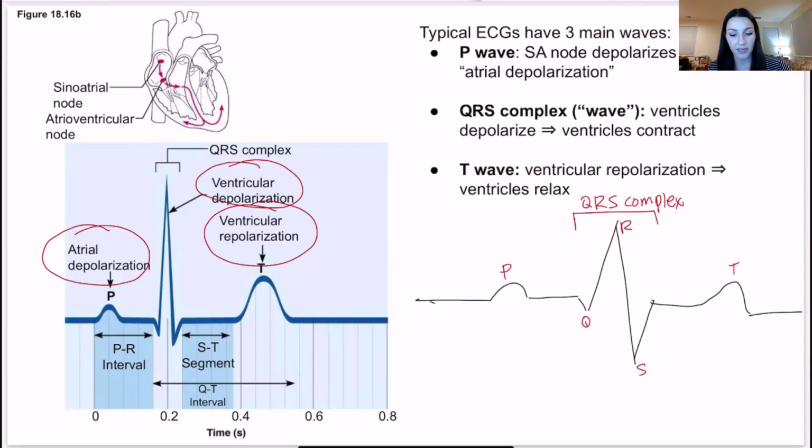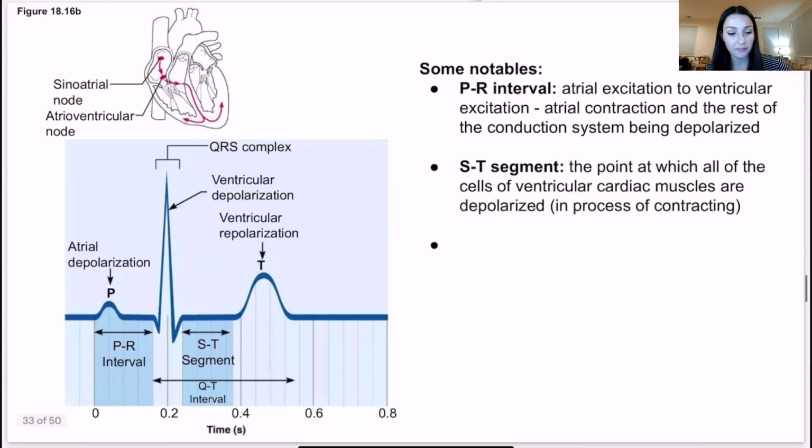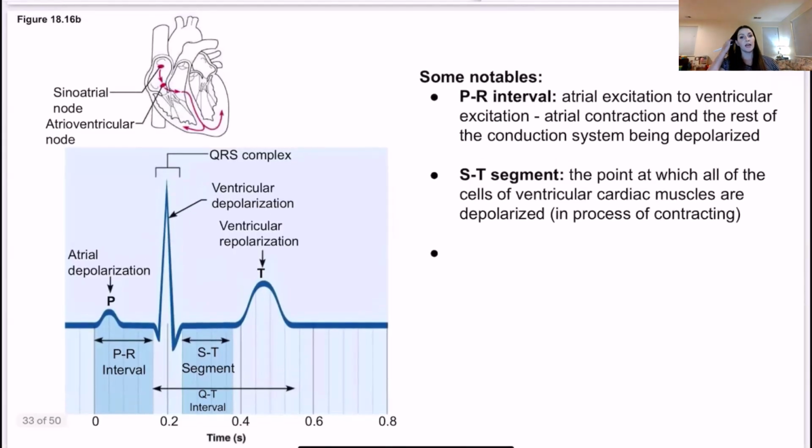Okay, so next thing. So we have the PR interval. What that means is what we're looking at is this segment here. So from the start of the P wave to the end of that P wave right before the QRS complex, that PR interval is when the atria get excited.